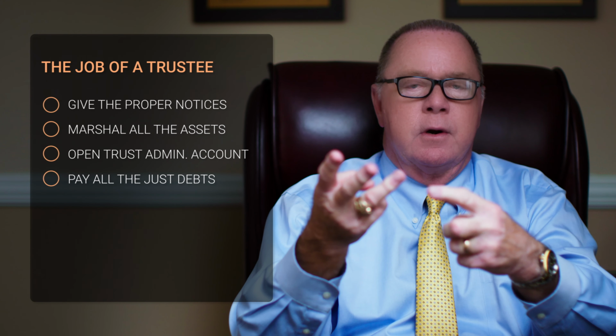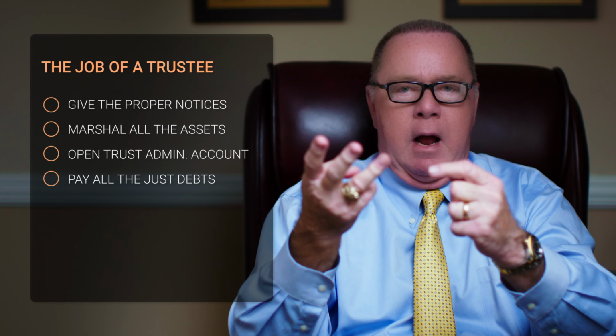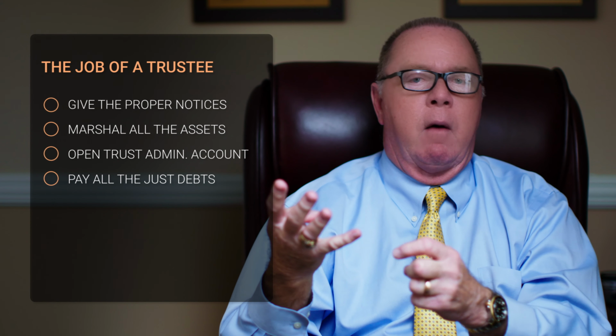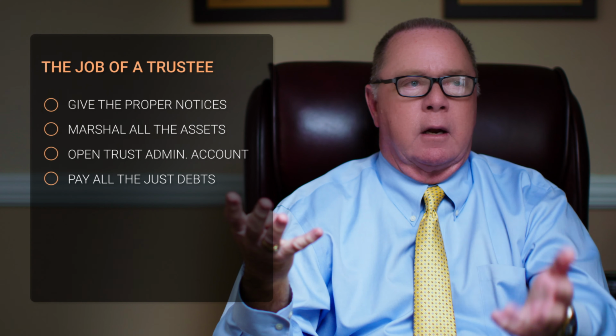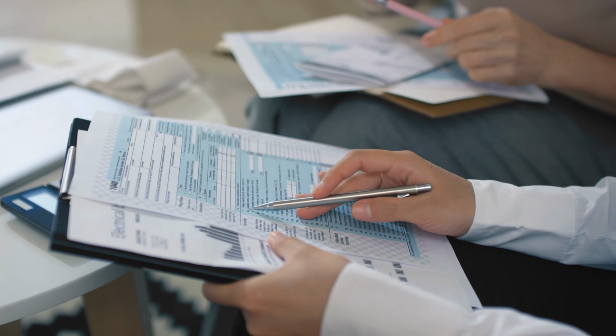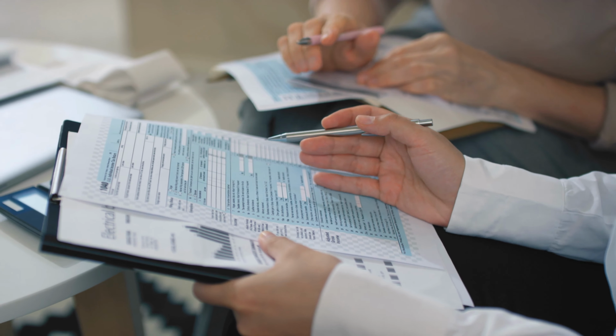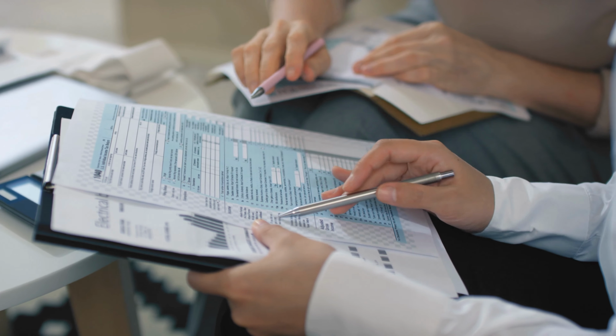So first was give the proper notices. Second was marshal all the assets. Third is open the trust administrative account. Fourth is pay all the just debts. Now, just debts are not just things like a credit card bill or an ambulance bill, but it's also tax returns. Tax returns have to be filed for the person who passed away in most cases, so that is part of pay all the just debts.